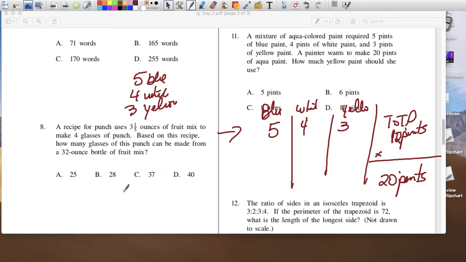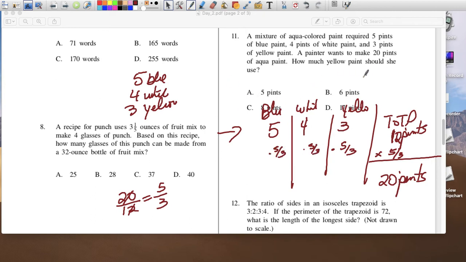Or I can do this. 20 divided by 12, leave it as a fraction. Divided by 4 is 5, divided by 4 is 3, 5/3. So the multiplier is 5/3. So it's times 5/3 over here, times 5/3 over here, and times 5/3 over here.